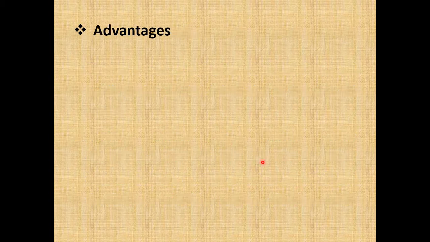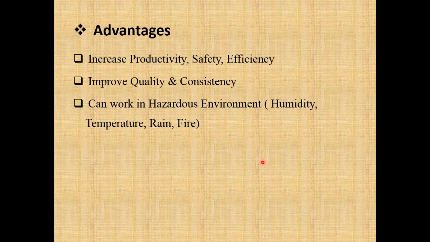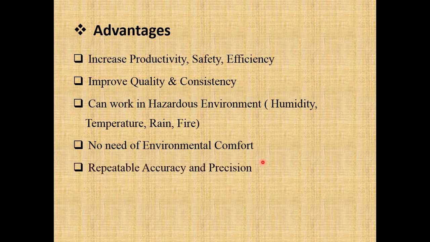Which are the advantages of the robotic system? One by one we will discuss. The robotic system will increase productivity, safety, and efficiency. It will improve quality and consistency. It can work in hazardous environments like humidity, temperature, rain, and fire. There will be no need of environmental comfort like air conditioning and humidity control. So it is advantageous for humans, and it has repeatable accuracy and precision. Next, it can perform multiple tasks simultaneously.